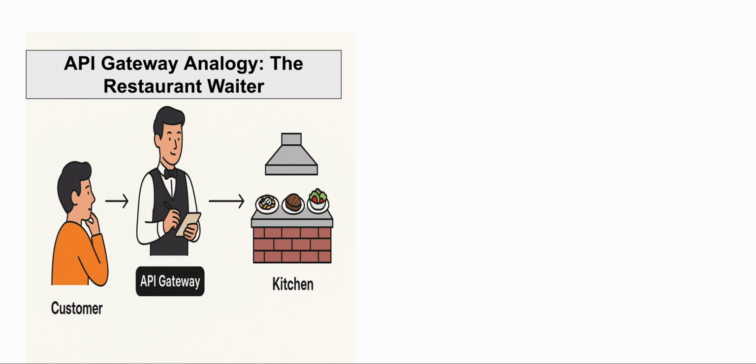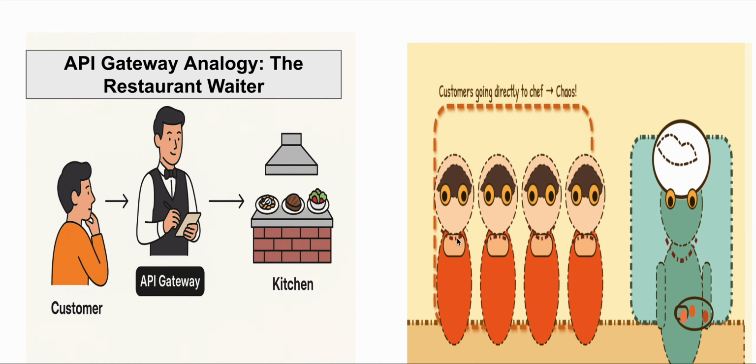You can consider that you are sitting in a restaurant and a waiter comes to take your order. The waiter does not cook, right? But he knows what you want and which chef handles what, and he brings back your food. Now imagine if the customer went straight to the kitchen. It's chaos, right? That's what life is like without an API gateway. The gateway is that polite, organized, and reliable waiter.